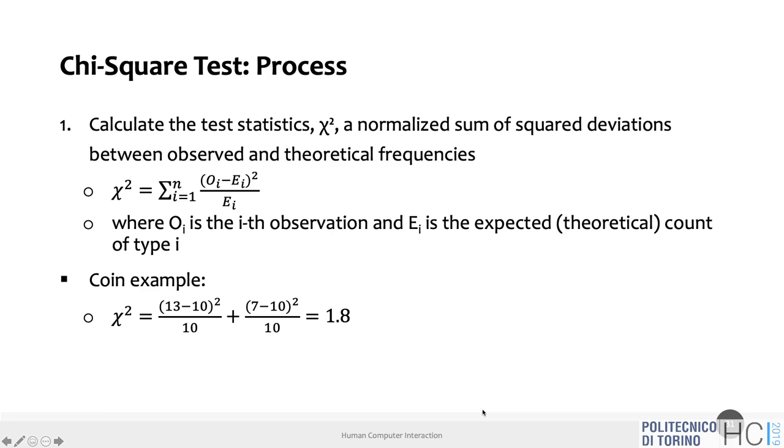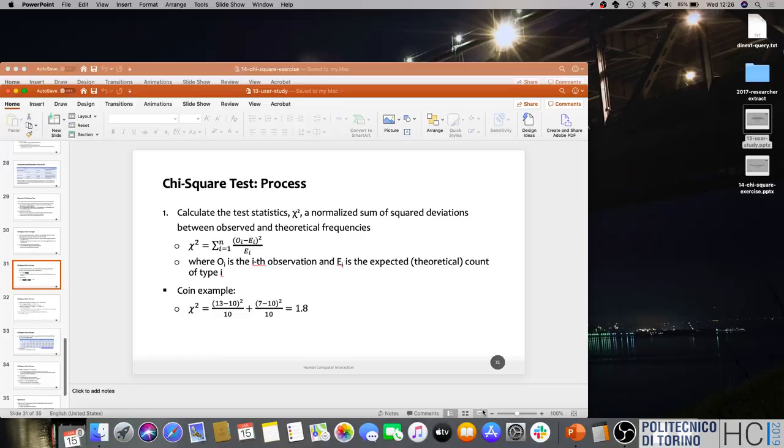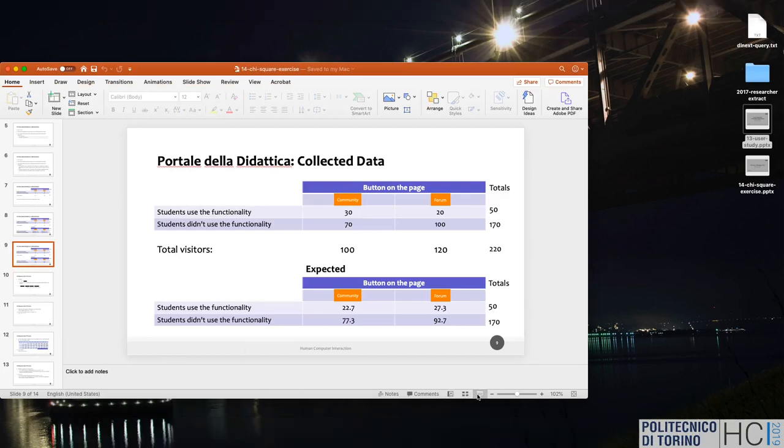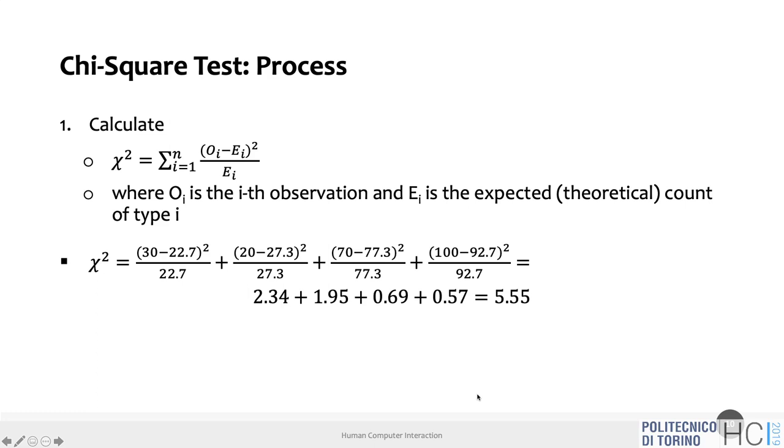So the number is? Yeah, or something close to that. It depends how you round the decimals. Do you agree that it's 5.56? It depends how you round it.